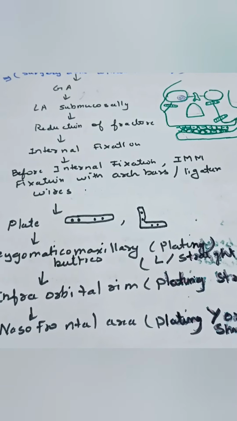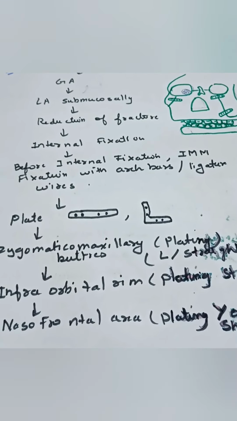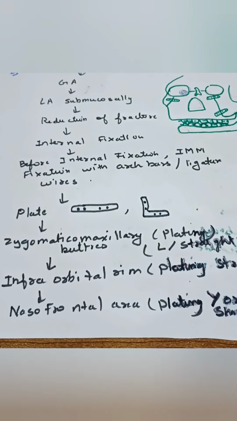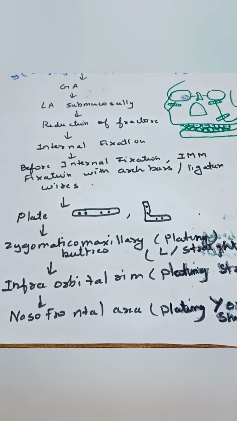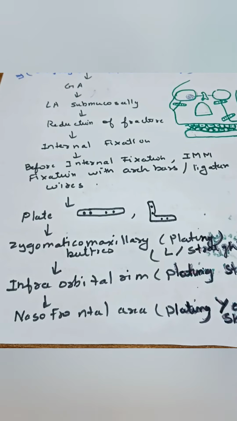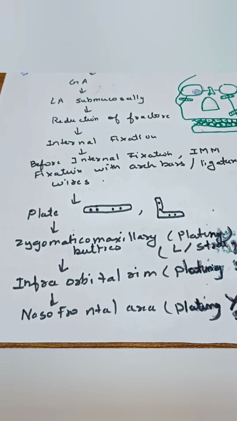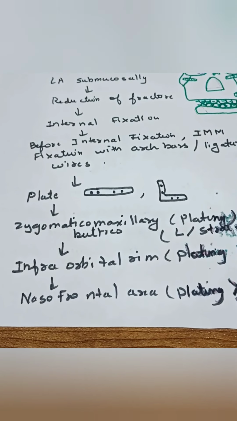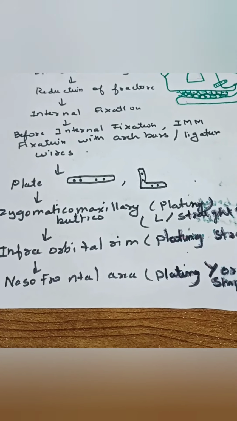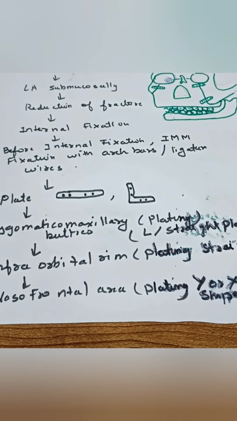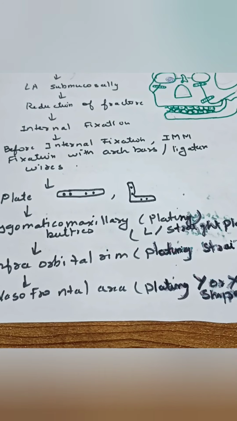With the help of the forceps, you have to just reduce the fracture surface. Then you can give arch bars to the patients, and maxillomandibular fixation can be done. You first have to place the arch bars on both the maxilla and mandible, and with the help of the ligating wires, you just have to ligate it.